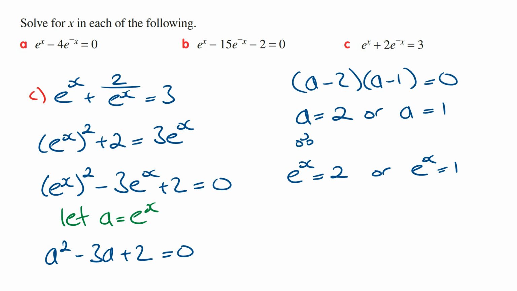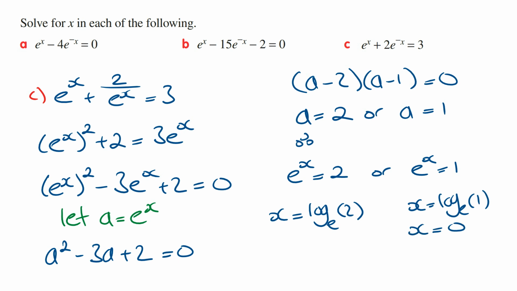And now we can solve for x. And so for the first solution, taking the log of both sides, we're going to get x is equal to log e 2. And for the next solution, taking the log of both sides, this is going to be x is equal to log e of 1. And we know that log e of 1 is equal to 0. And so x is going to be 0. And so for part C, we're going to get two solutions, when x is equal to log e 2 and when x is equal to 0.